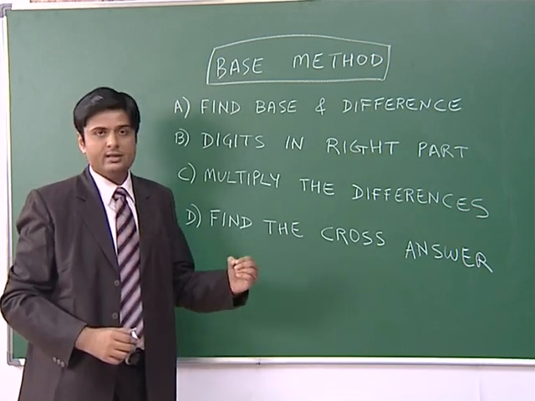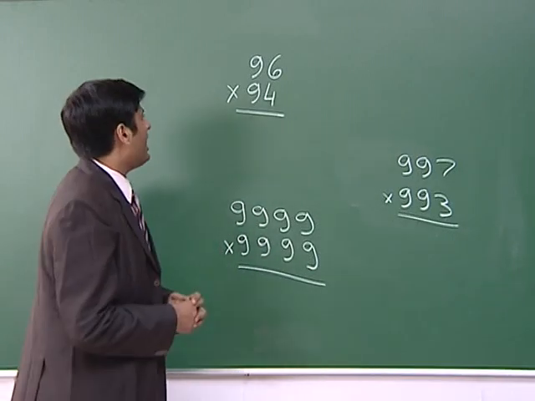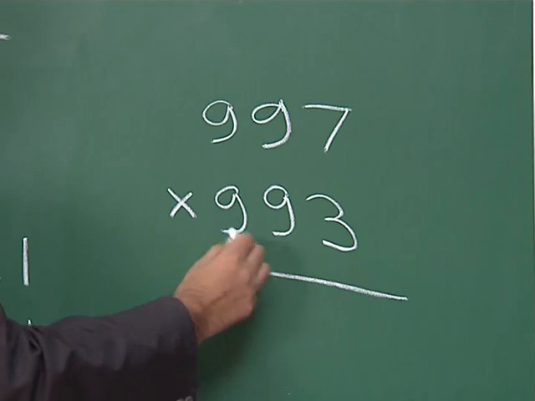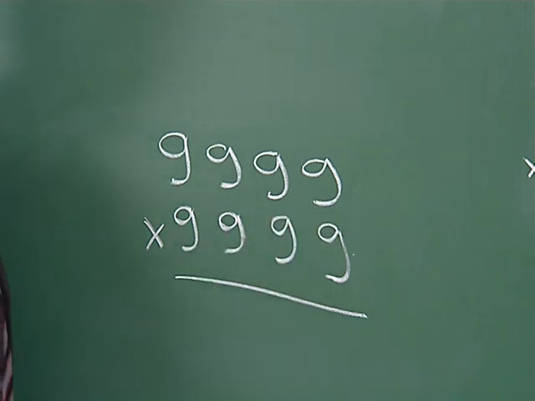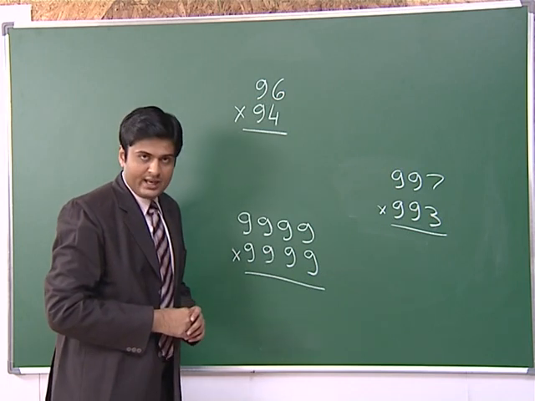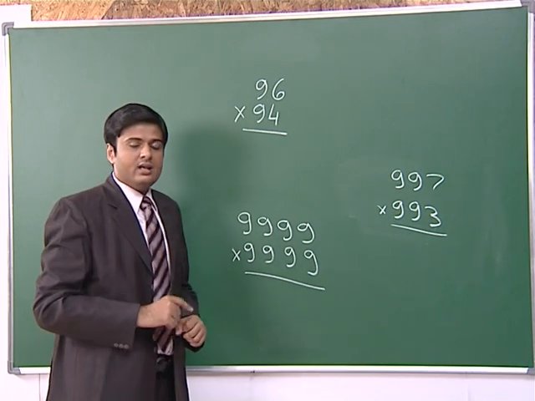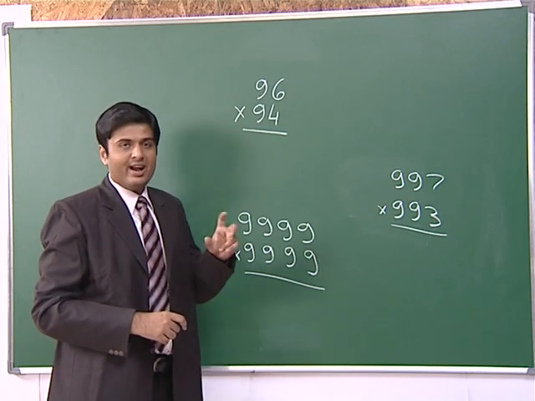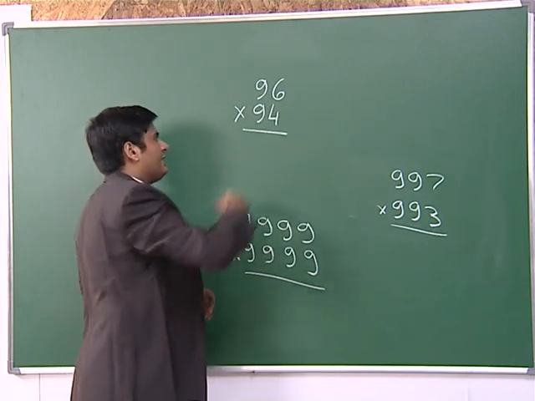Using the base method, you can get answers of multiplication and squaring, and later on we will also see division in just one line. So friends, here I have taken 3 different examples. First, I have to multiply 96 by 94. Then 997 by 993. And the third example, I will multiply 9999 by 9999. Let us see how we can get the answer quickly in such cases. Now, as I said, the first step says find base and difference. So we'll find the base and we'll find the difference. I have to multiply 96 by 94.